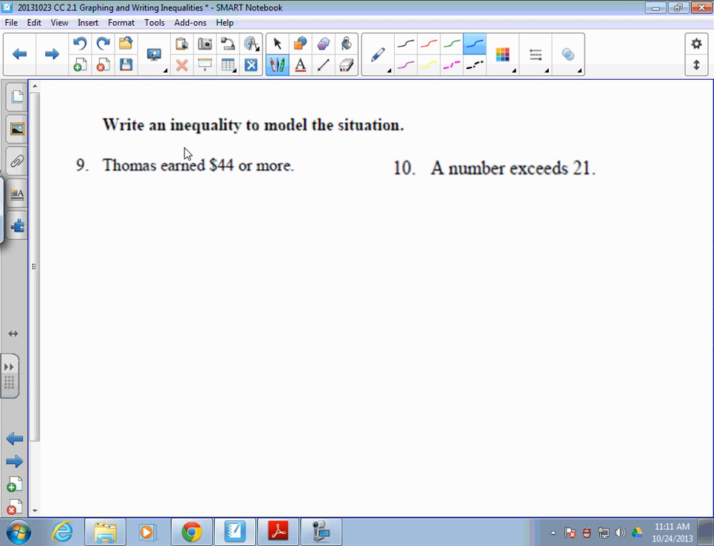Number 9 says write inequalities to model these situations. Thomas earned $44 or more. Or more means greater than or equal to. So X is greater than or equal to 44. Write them with the variable first, and it makes it easier for most people, especially when it comes time to graph it. A number exceeds 21.